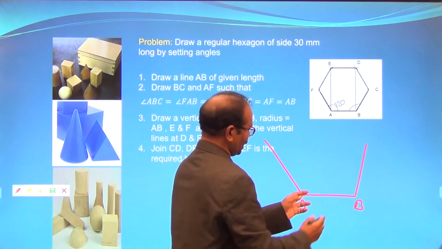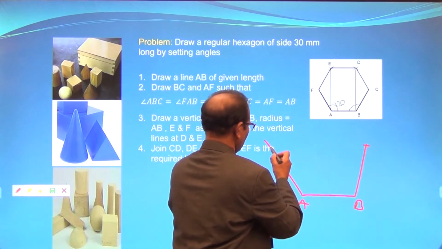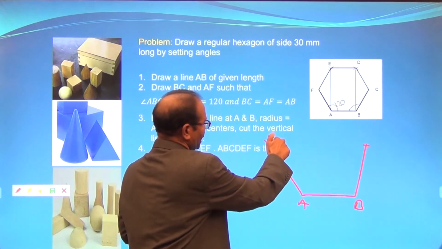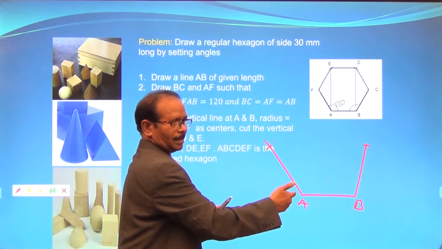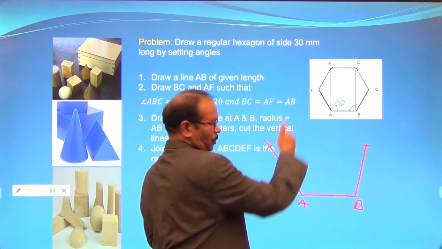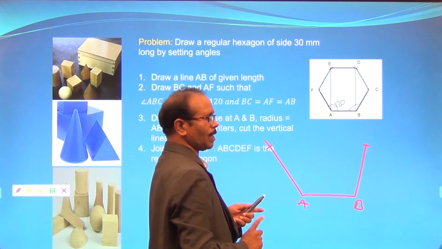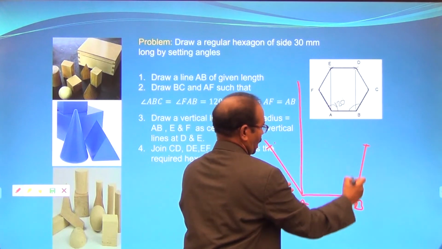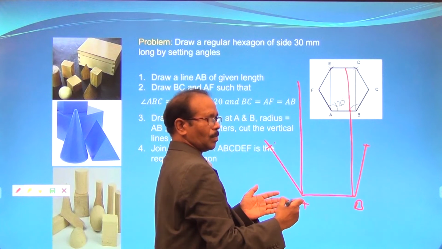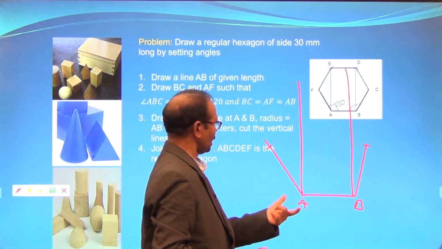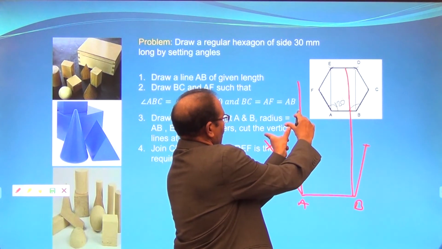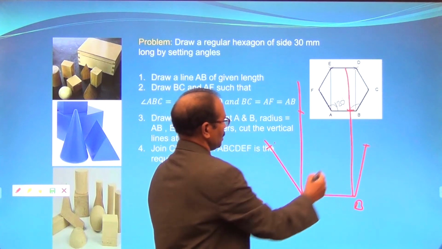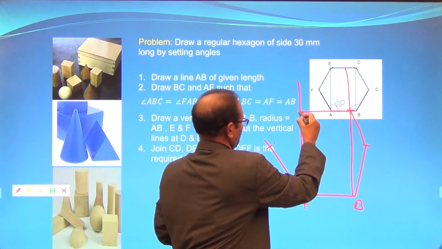Cut these lines at a distance equal to AB. This one and this one. Again we can set 120 degrees here, but that is a complication. Don't adopt such a procedure. The simple procedure I am telling: draw vertical lines with the same previous radius. Now this as a center, cut this one. This as a center, cut this one. Now join all these lines. Now this one, this one, this one.